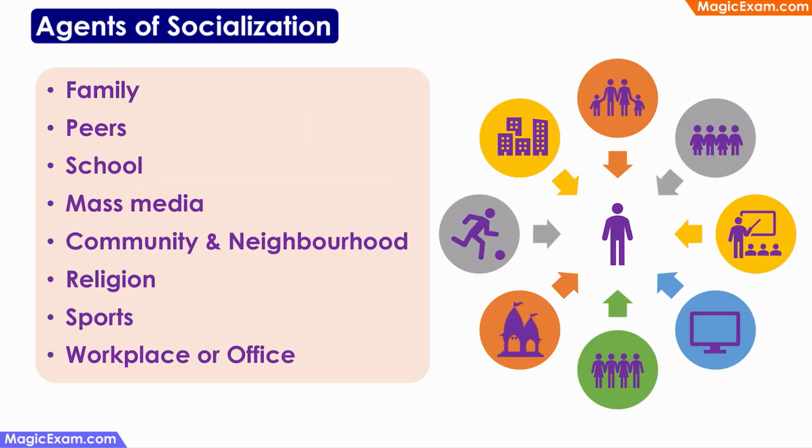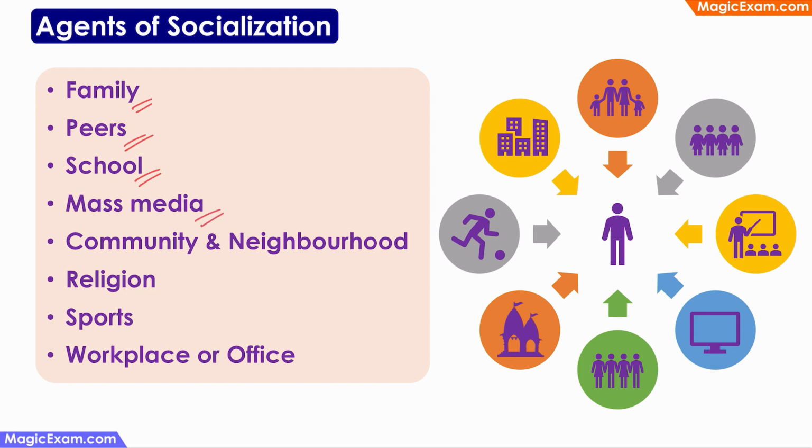Next, let us look at the agents of socialization. That is, where all can socialization happen? Well, it can happen in the family, when the child is interacting with people from his immediate family or the extended family. It can happen when the child is interacting with his or her peers. Then it can happen at school. Now, at school, it can be both formal and informal because the child will be studying something in school and the child will also be playing at school. So it can be formal and informal at school.